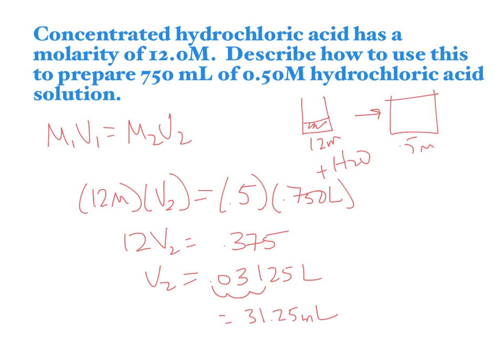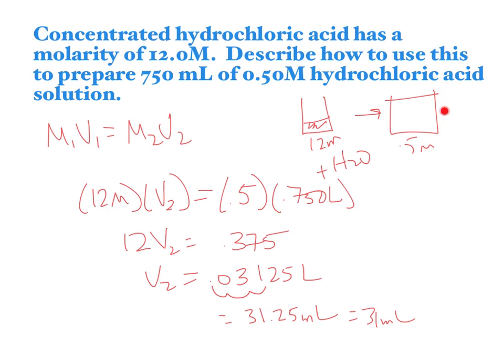2 sig figs, so it's actually 31. So the way I would use this to actually solve for this particular problem, how would I use this to prepare? What this means is I need 31 milliliters of this ridiculously strong concentrated solution. I'm only doing 31 mils right here, just a small amount.